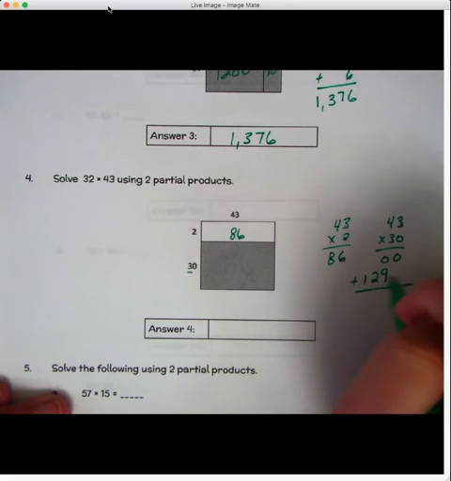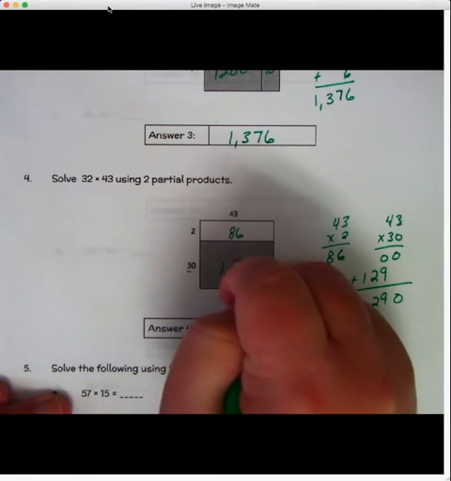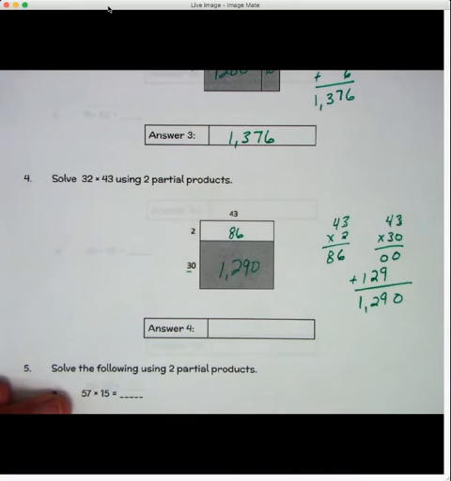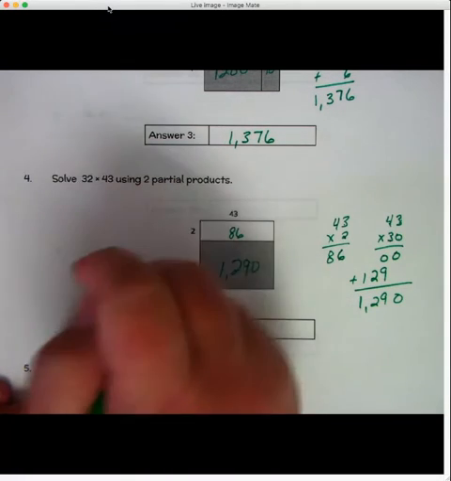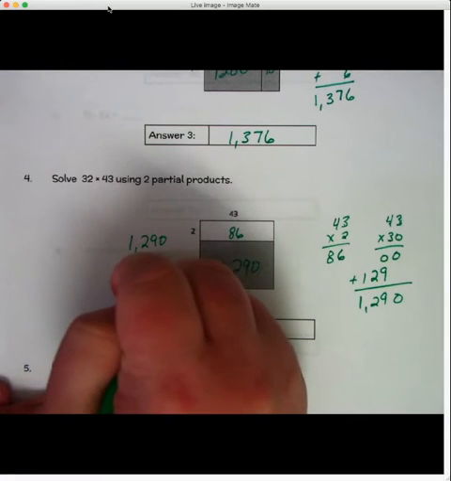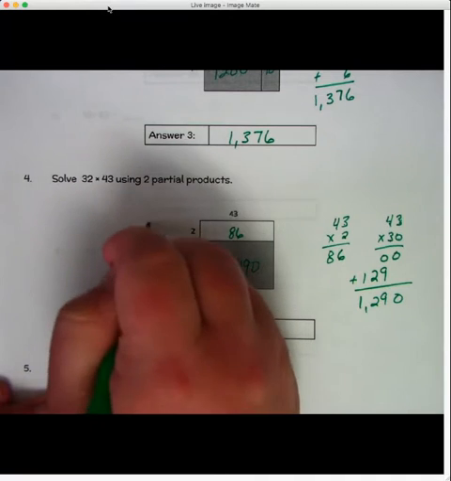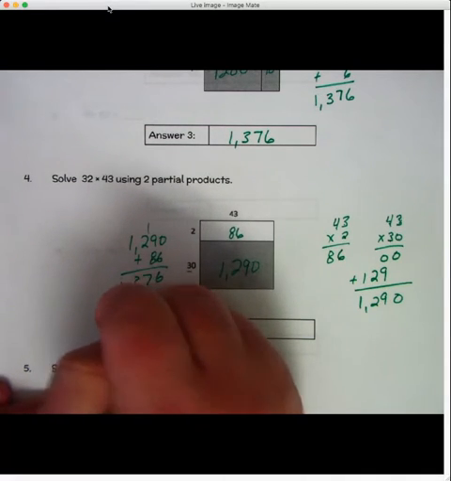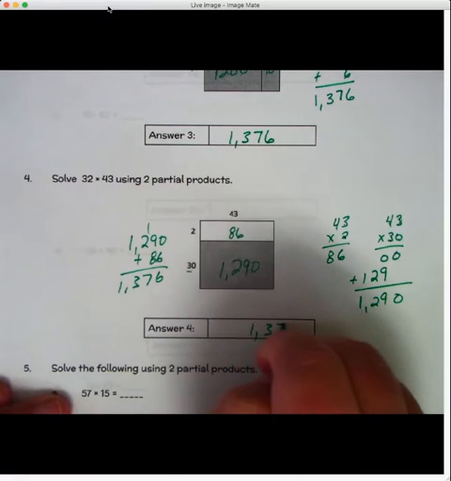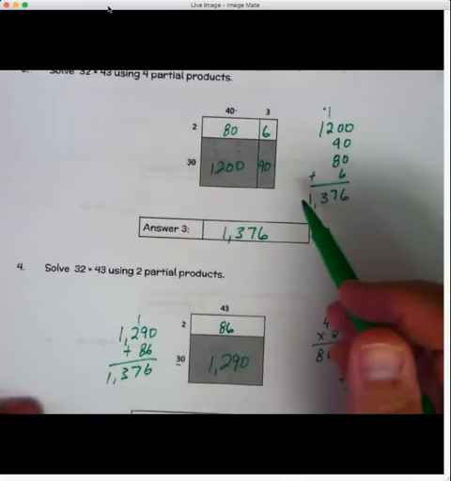Then we add these together. We get 1,290 for that box. Then we just have to add these two together. 1,290 plus 86. And we're going to get 1,376. Hey, this was the same problem as this one up here, wasn't it?